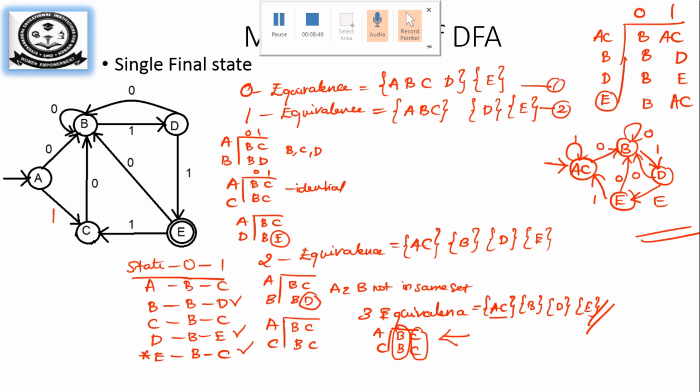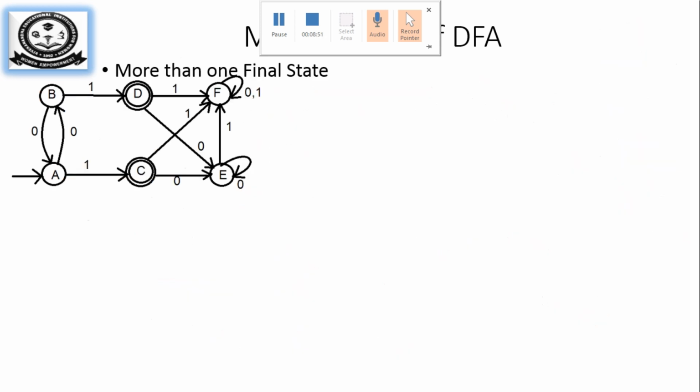So a little bit of confusion you will have. We will see in another example. It has multiple final states. Okay, so first we will write these states here. So I have A, B, C, D, E and F. So for the input 0 and 1 we are going to check. So first we will write all the transitions.